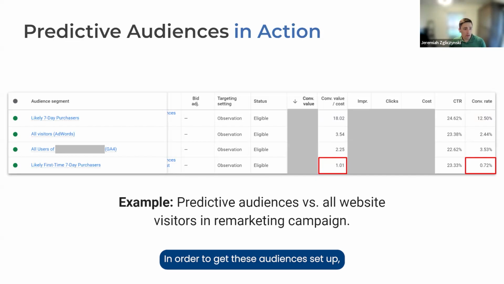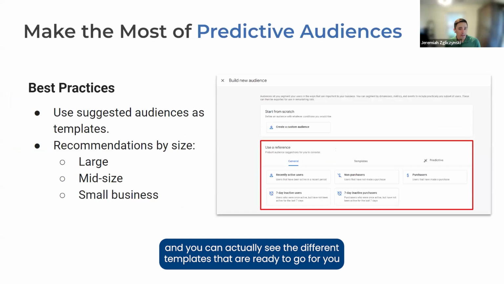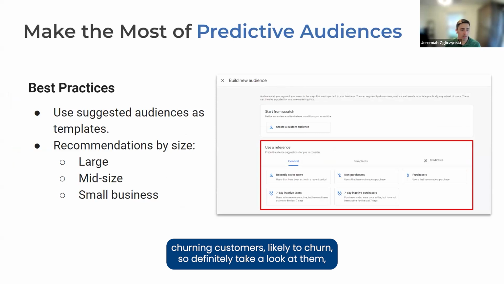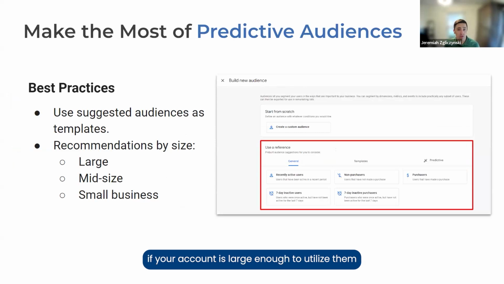In order to get these audiences set up, very simply is jump over into your GA4 account, and you can actually see the different templates that are ready to go for you when you click on the predictive button in the far right. They are going to be for usually first-time purchasers, churning customers, likely to churn. So definitely take a look at them if your account is large enough to utilize them and see if you're able to make use of them.